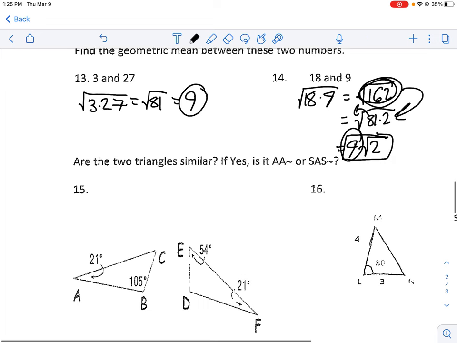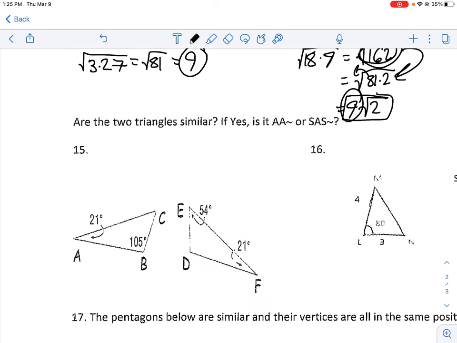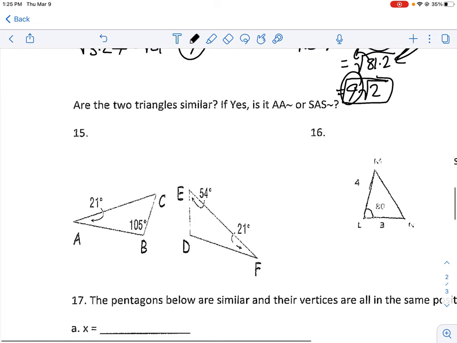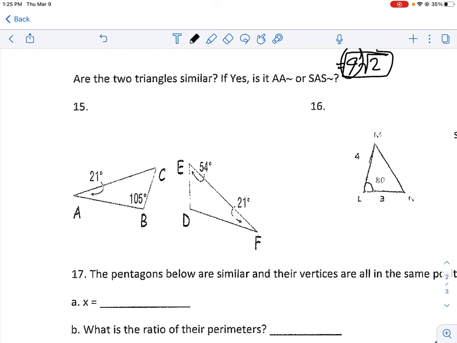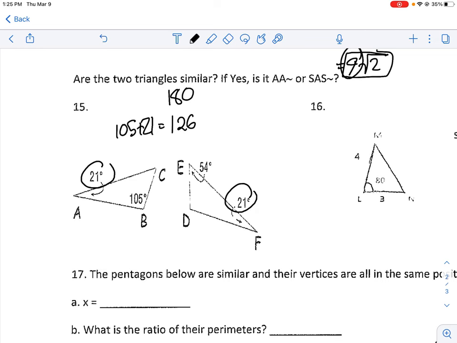Okay? This one asks, are the two triangles similar? If yes, is it AA or SAS? So we're looking, are they similar? We know my triangle angle sum is 180. I already have two matching angles, so I can go ahead and go 105 plus 21, and that would be 126. And what's 180 minus 126? That is 54. Therefore, I am matching up because this has to be 54. That means this one has to be 105. So those are an angle pair of similar triangles.